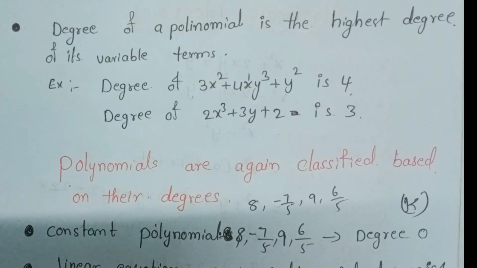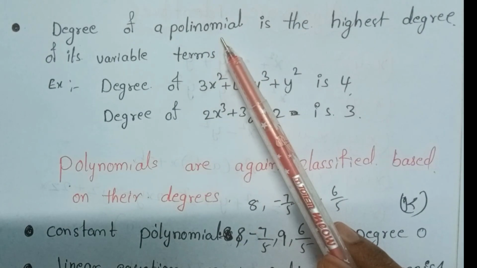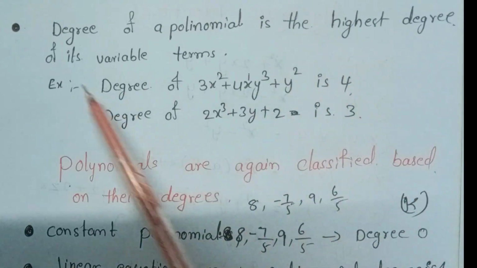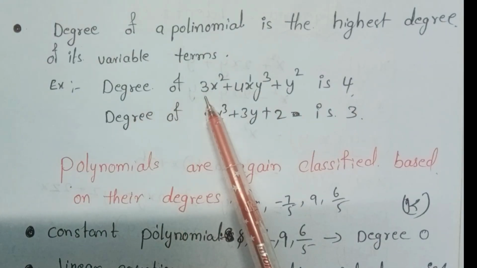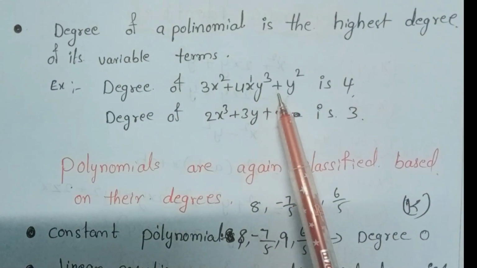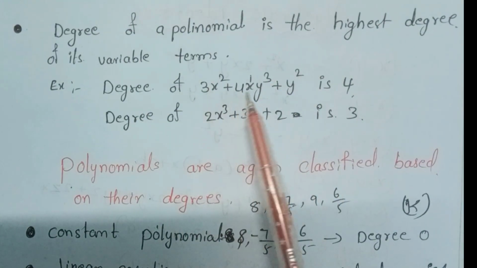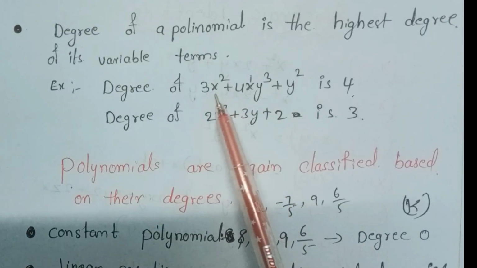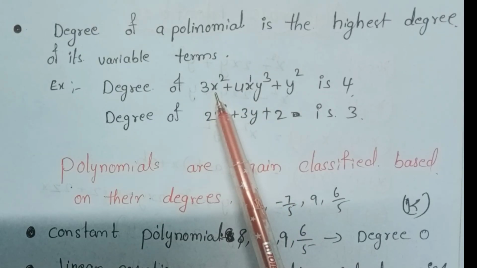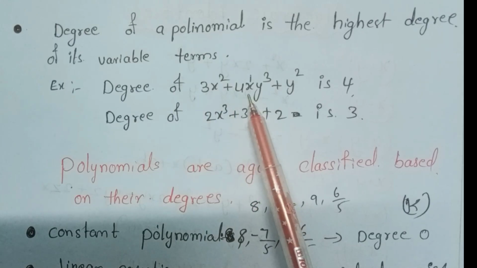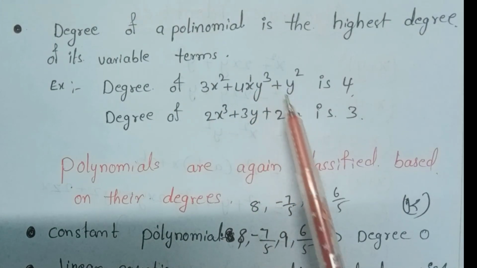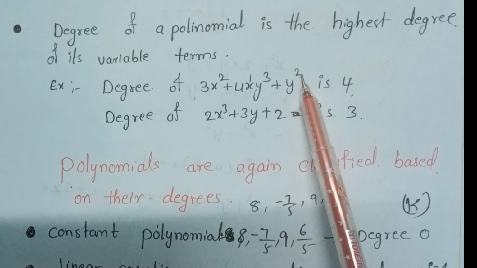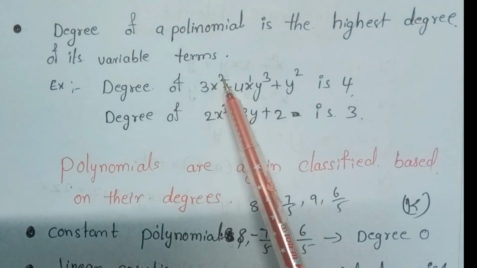Now let us go to the degree. What is the degree? Degree of a polynomial is the highest degree of its variable terms. This is 3x square plus 4xy cube plus y square. In this polynomial, here x is base, 2 is power. Here x is base 1 power, y base 3 power. Here y is base, power is 2. So here this is power 2.